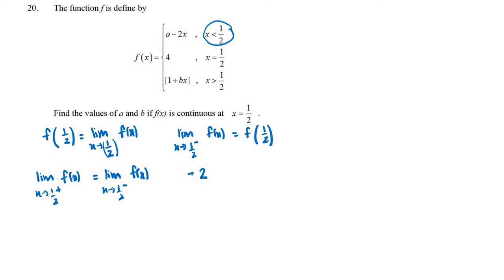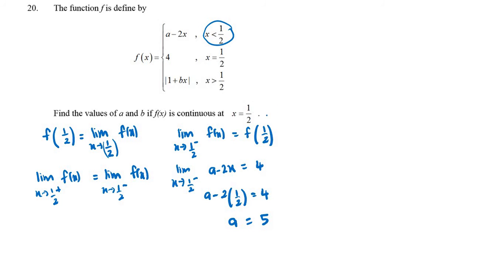Let me write down like this. Limit of x approaching 1 over 2 from the left, and our function is a minus 2x, that is equal to 4. And if we substitute 1 over 2 for x, we will get a minus 2 times 1 over 2, that is equal to 4 over here. So substitute this value, 2 times 1 over 2, that is just 1. So a will be equal to 4 plus 1, that is equal to 5.